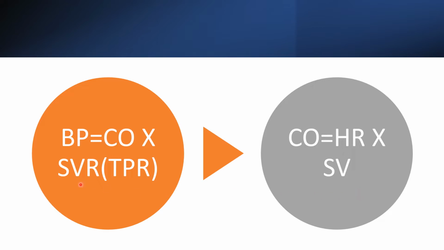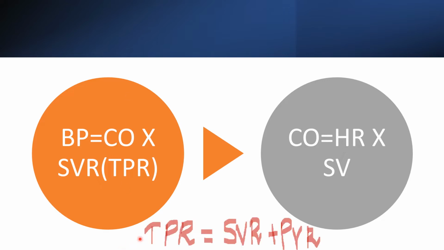Then SVR, systemic vascular resistance, is the resistance to the blood flow offered by all the systemic vasculature, which has an influence on the TPR as well, that is the total peripheral resistance. Here you can see one equation: total peripheral resistance equals systemic vascular resistance plus pulmonary vascular resistance, that is PVR. We have two circulations, systemic circulation plus pulmonary circulation.